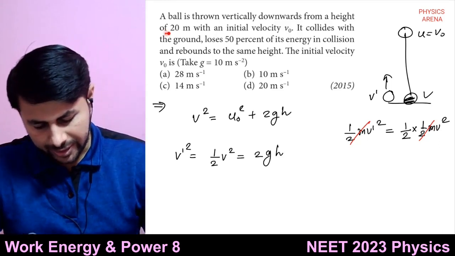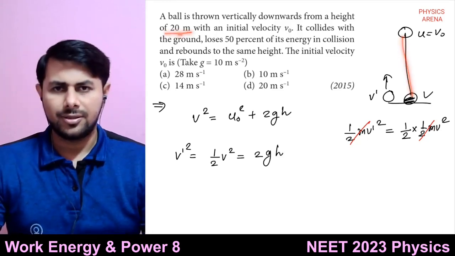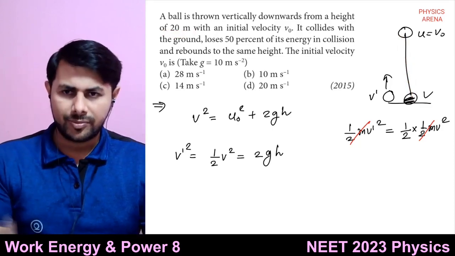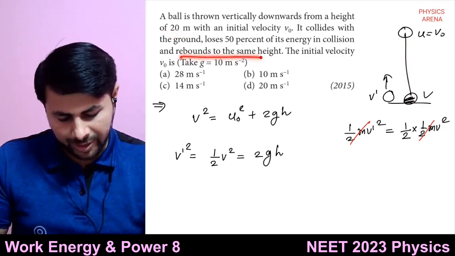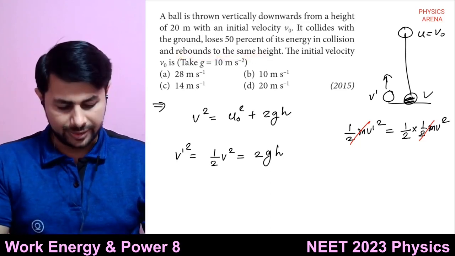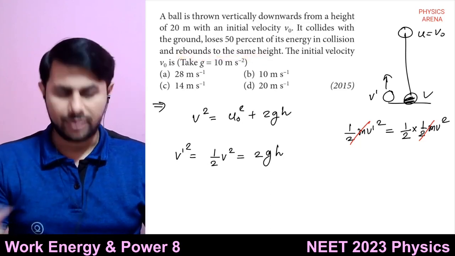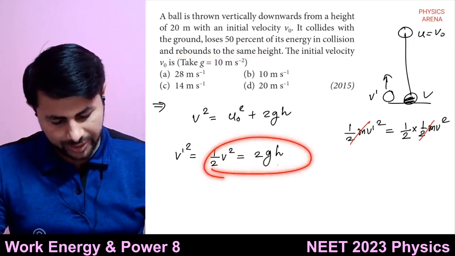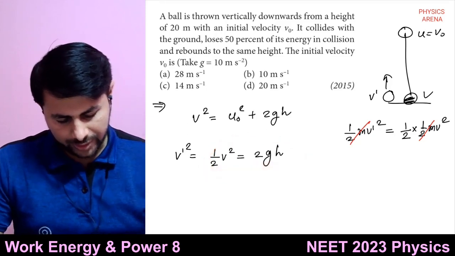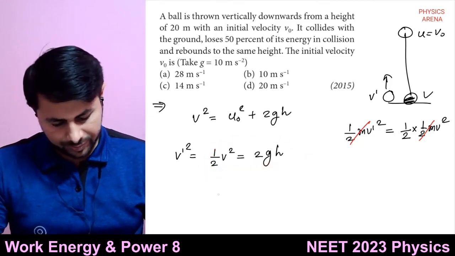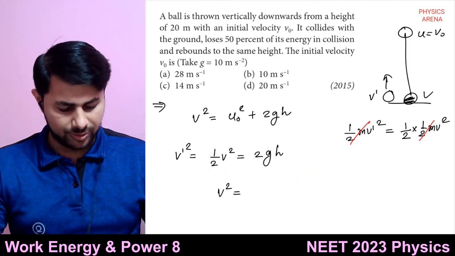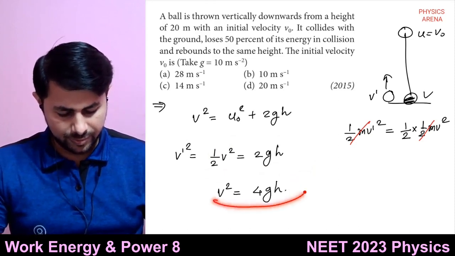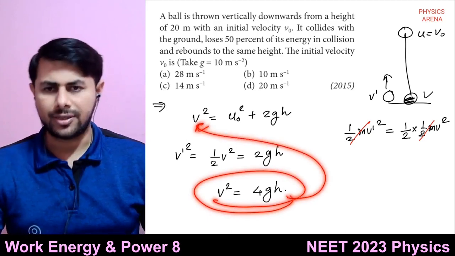Because they are saying it goes to the same height. Okay, it rebounds with half of the kinetic energy, but it rebounds to the same height. That means v dash square will be equal to 2gh. So half of v dash square is 2gh. Okay, so what is v square? Half of v square is 2gh. So v square will be equal to 4gh, right? And you can substitute that here.